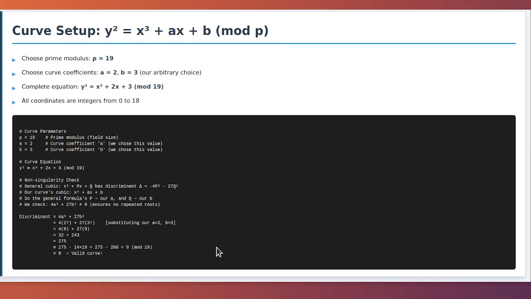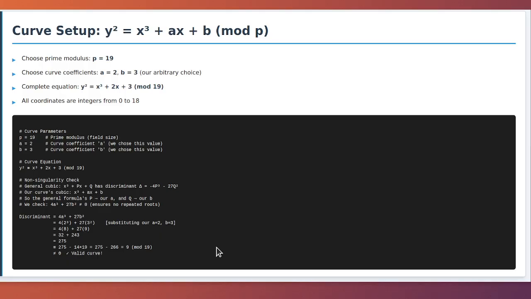Now we need to choose values for our curve coefficients a and b. We'll pick a equals 2 and b equals 3. These are arbitrary choices that give us a valid curve with manageable arithmetic. So our complete curve equation is y squared equals x cubed plus 2x plus 3, and all operations are performed modulo 19. There's one critical constraint we must check.